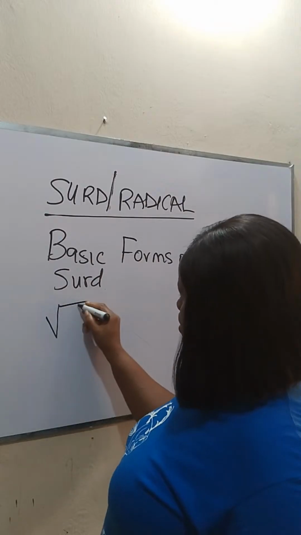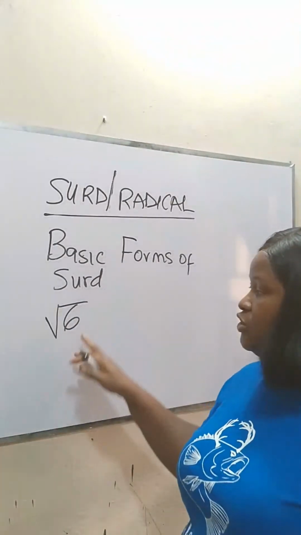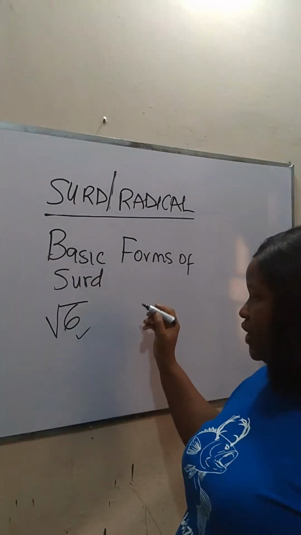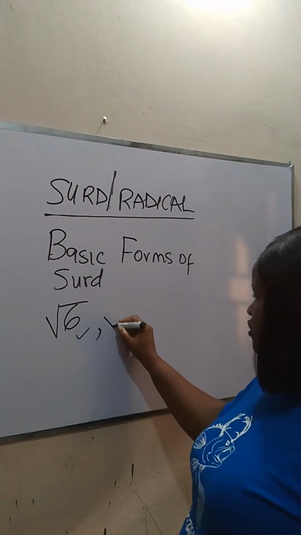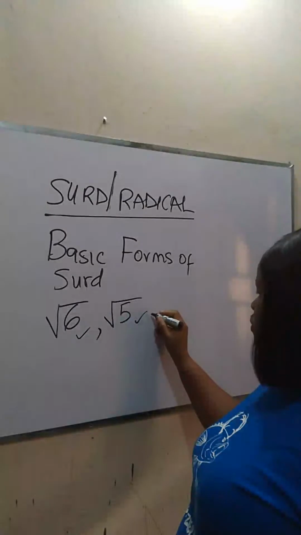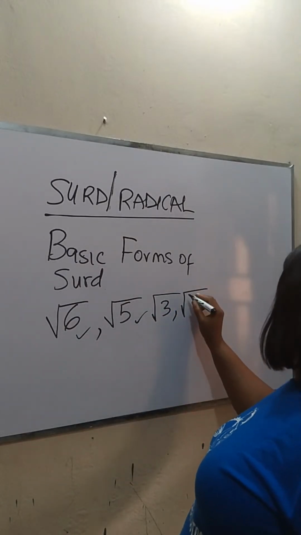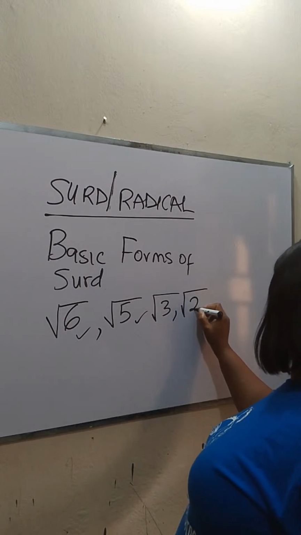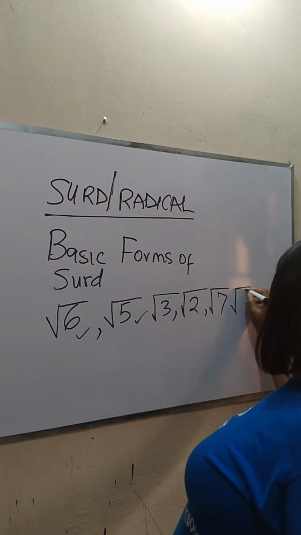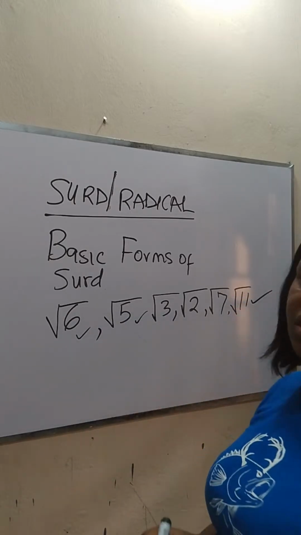Now, the square root of 6. You see this square root of 6? You cannot get a perfect square from here, so this one is a surd, right? Square root of 5, you cannot get a perfect square here, so this one is a surd. We have root 3, root 2, root 7, root 11. So these ones are among the surds.